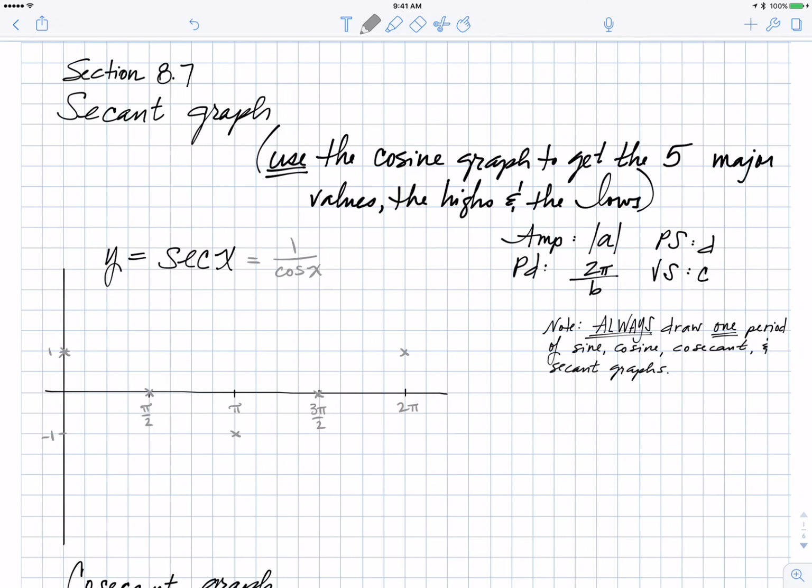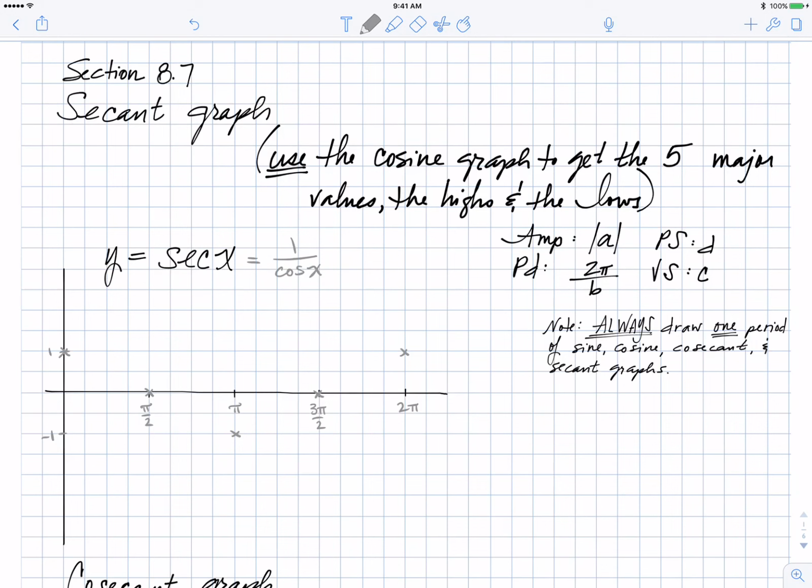Well, what number causes problems when it's in the bottom of a fraction? We know that if 0 is on the bottom of a fraction, this causes an undefined place. Now, I don't know if you remember this or not from Math 110, but the way that you draw an undefined place is by using an asymptote.